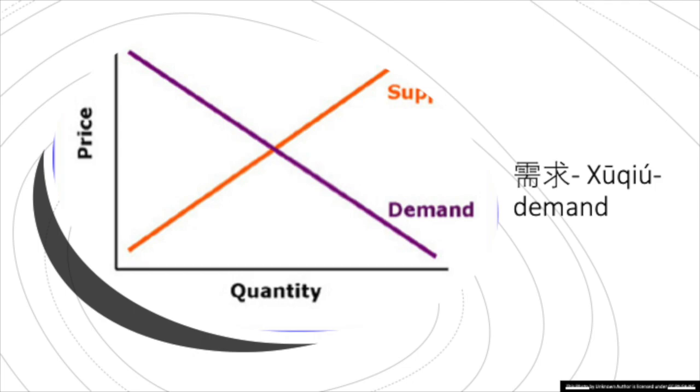And on the opposite side, supply grows up. So if quantity is high and price is low, supply is also low. And if quantity is low and price is high, supply is very high. They're on two opposite sides. So demand and supply, they're opposite.